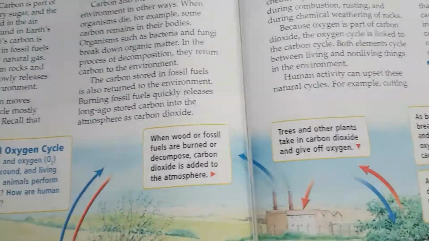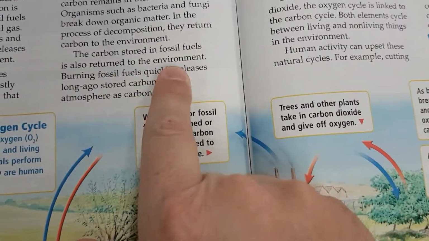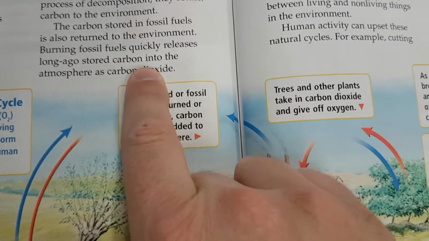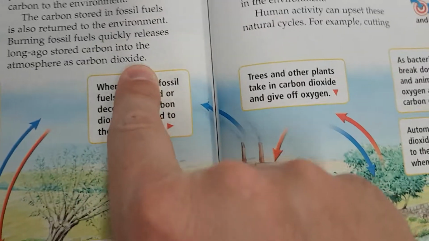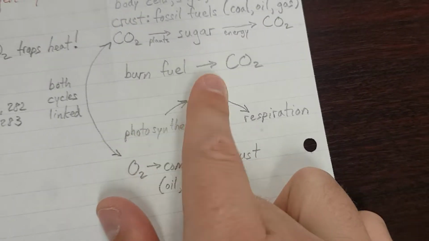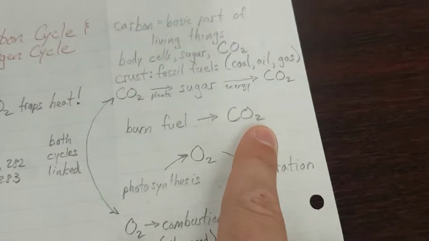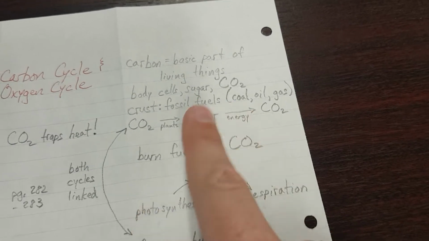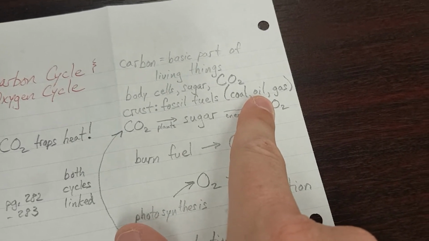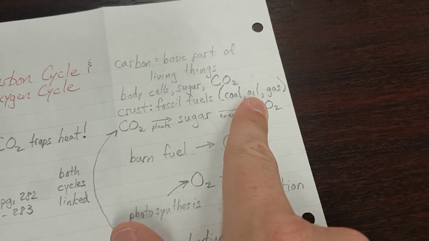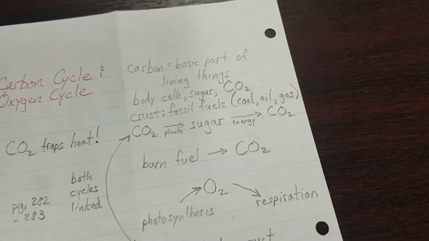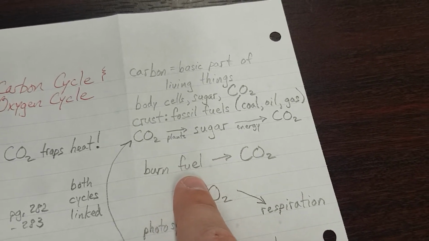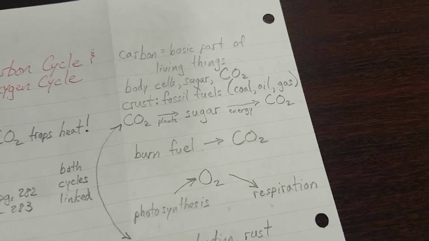The carbon stored in fossil fuels is also returned to the environment. Burning fossil fuels quickly releases long ago stored carbon into the atmosphere as carbon dioxide. So, burn fuel, CO2. And that fuel could be coal to power a power plant, oil, like for gasoline in your cars, gas, like natural gas to heat your home. Could even be wood, like burning wood. That's considered a type of fuel that releases CO2.